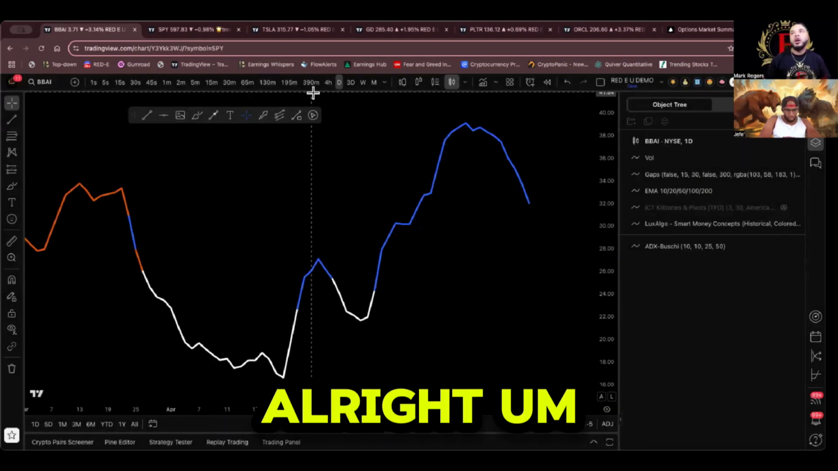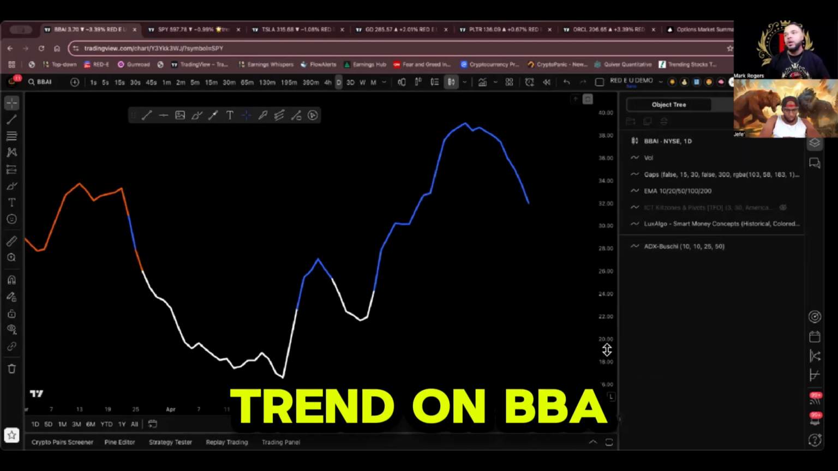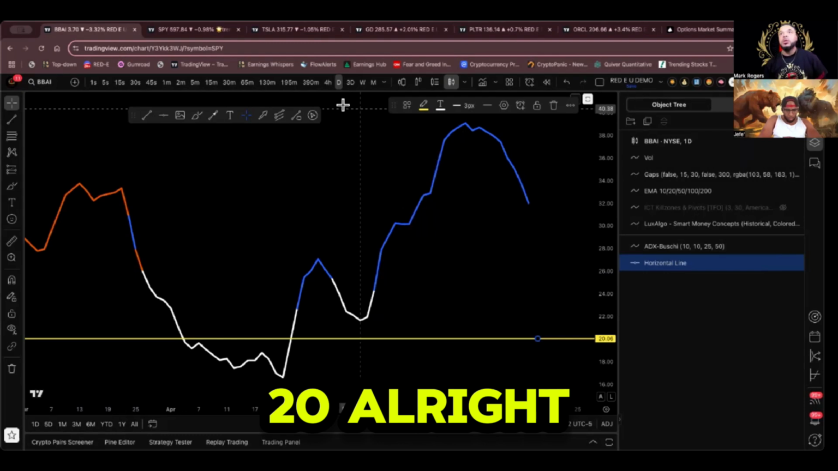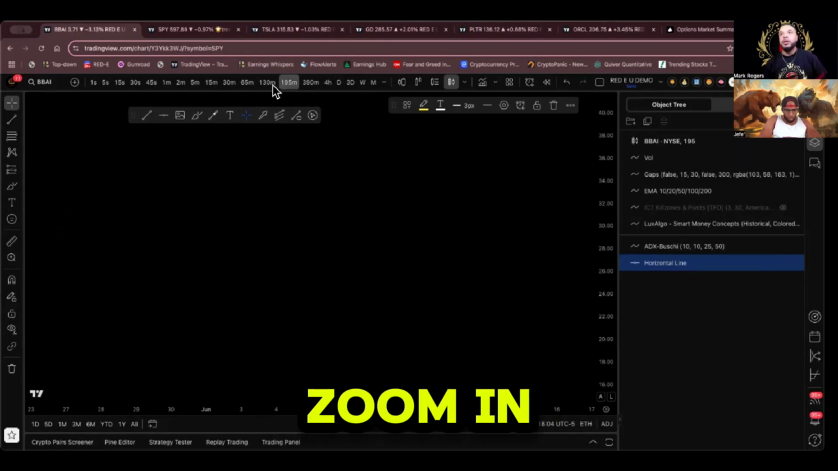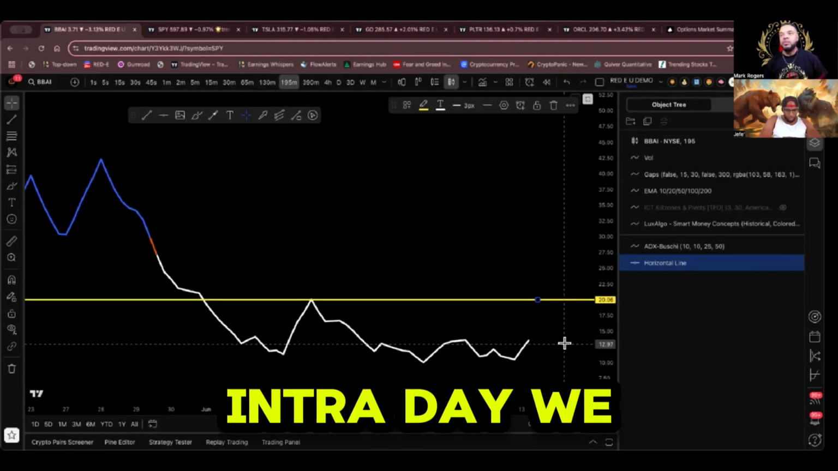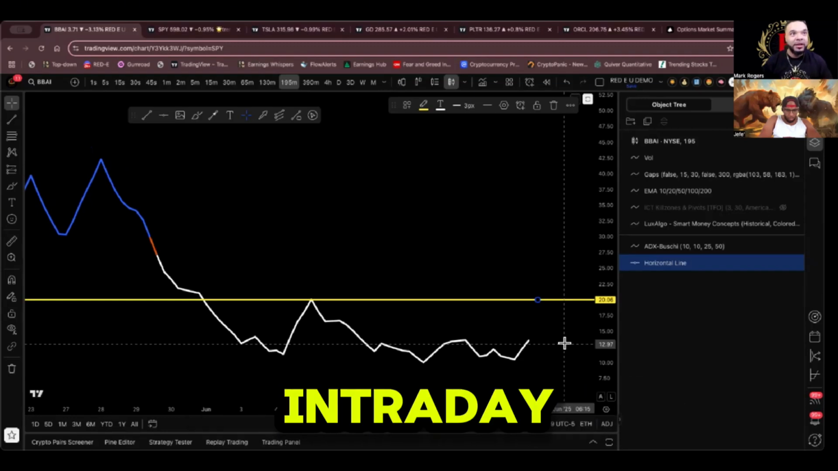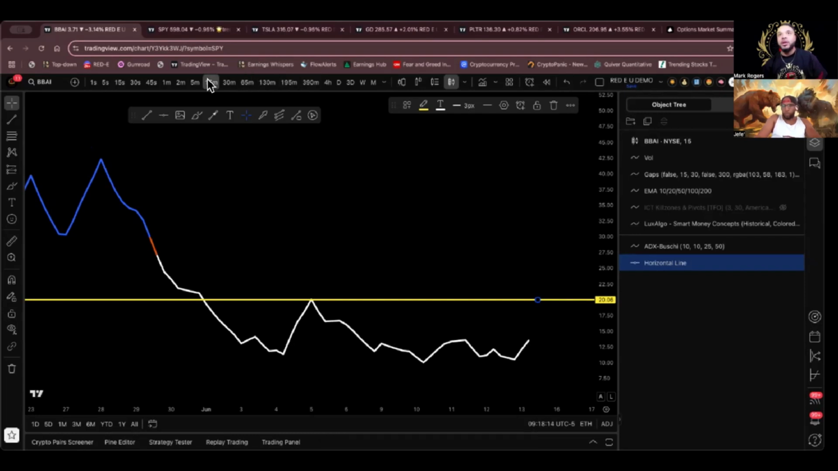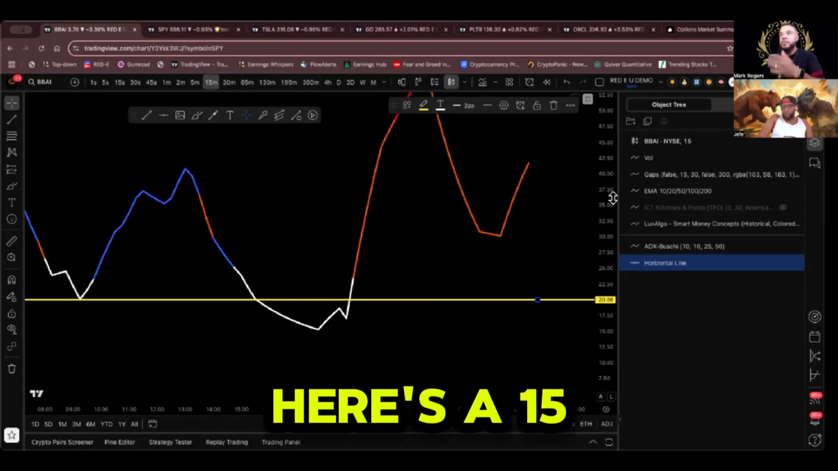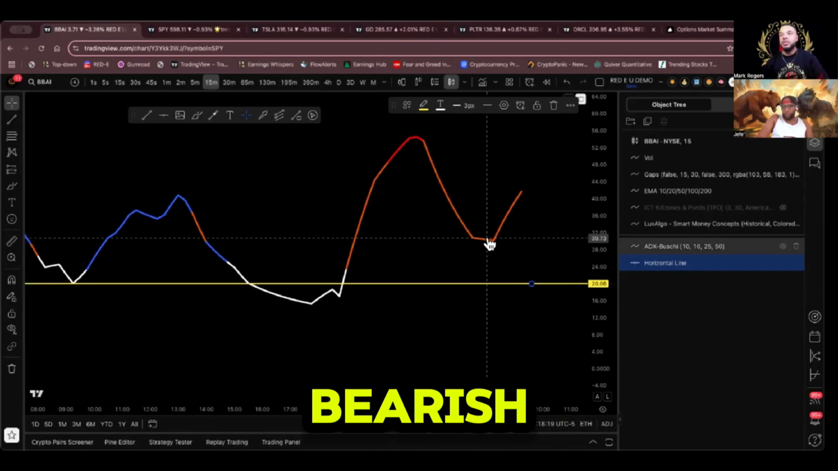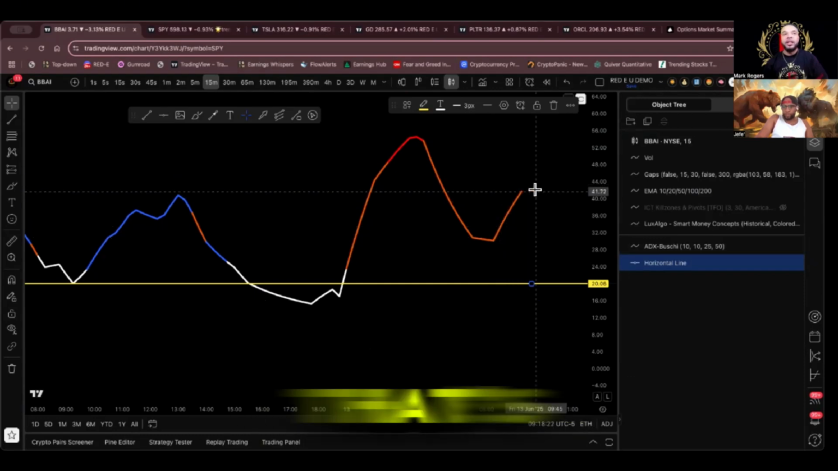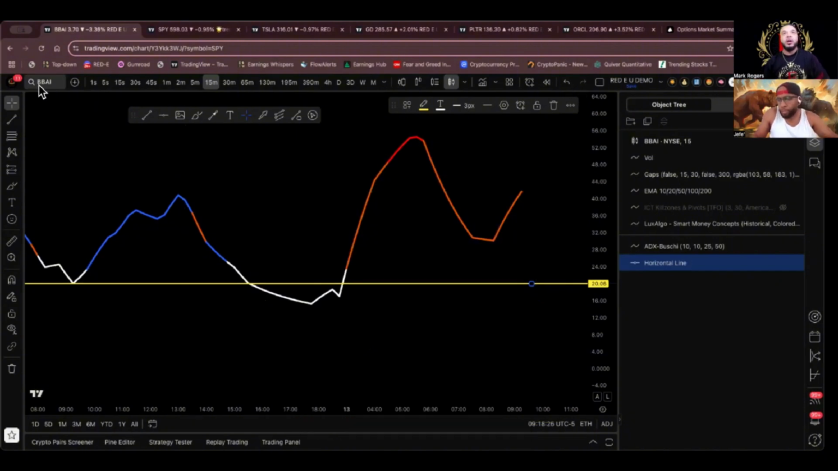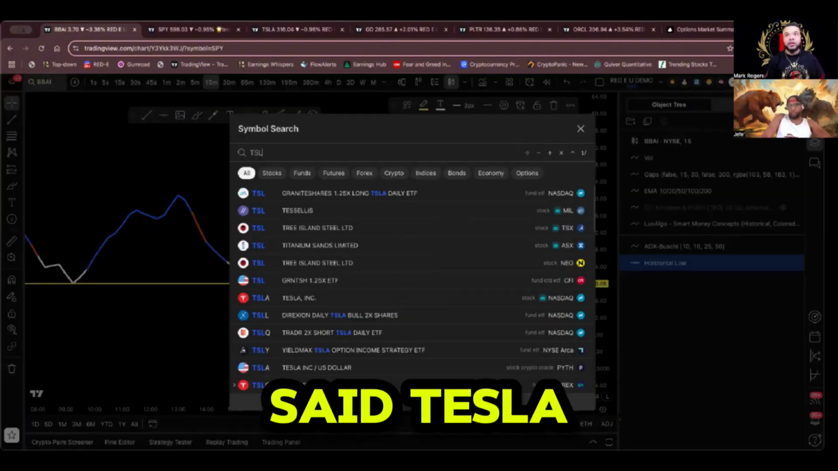All right. So the daily, we had a dominant bullish trend on BBAI. Again, we're going to always go and draw that line at 20. All right. Let's zoom in. Intraday. We are well below the 20 intraday. So we don't have a clear trend intraday on the 195. Now there may be some bounces here. Here's a 15-minute. We have slightly bearish, right? And the higher this is, again, that's telling us it's increasing in that trend. All right. Also, let's see. Somebody said Tesla.